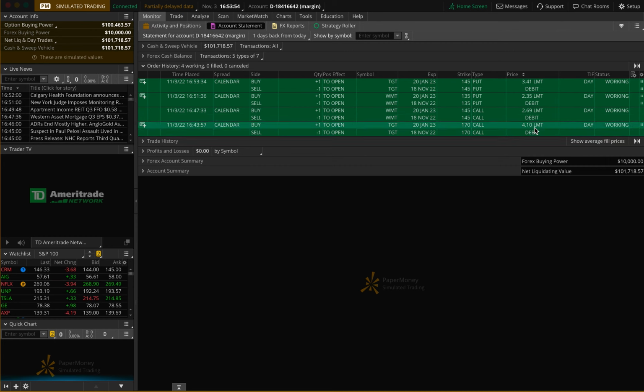These are all the ones that I haven't created groups for because I did this yesterday. And basically this is grouped by instrument. So it's Target and Walmart. If you open up the Target one, you can see this is the 145 put calendar. And these guys should be grouped together.